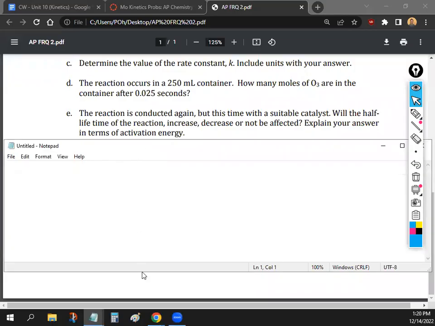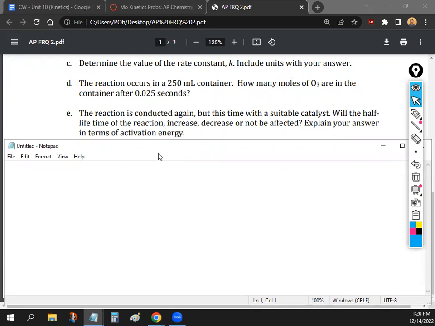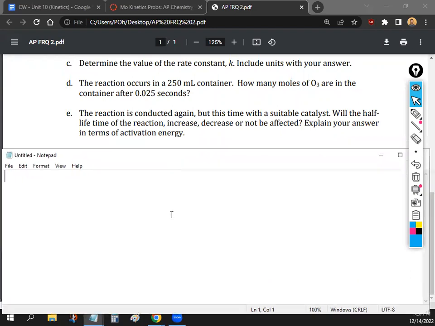Okay, so let's start by answering the first part of the question. If we use a catalyst, do you guys think the half-life will increase, decrease, or not be affected? Yes, it will decrease. So make sure you write half-life will decrease. Okay, now we got to talk about this in terms of activation energy. Okay, so I'll give my answer, and you guys, as long as you have something similar, that's totally fine.